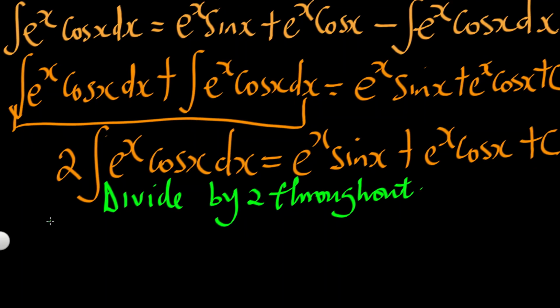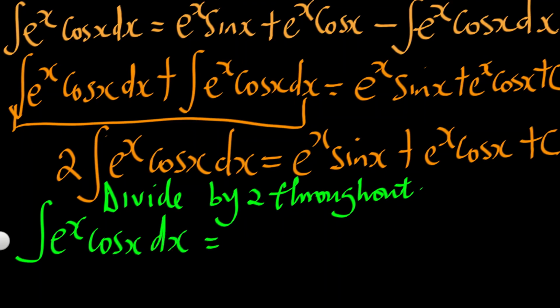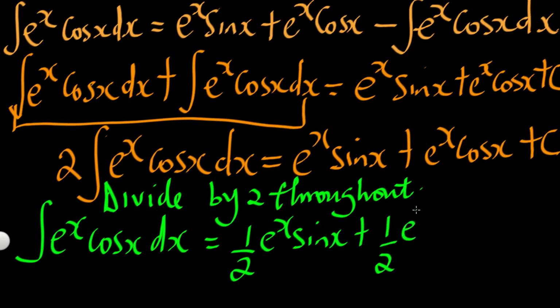Now, if we divide by 2, we are left with the integral of e to the power x cos x dx being equals to half e to the power x sine x plus half e to the power x cos x. If we divide the c by 2, we get c over 2. It is still a constant, so we don't have to write c over 2. We just write plus c. This is our final answer.